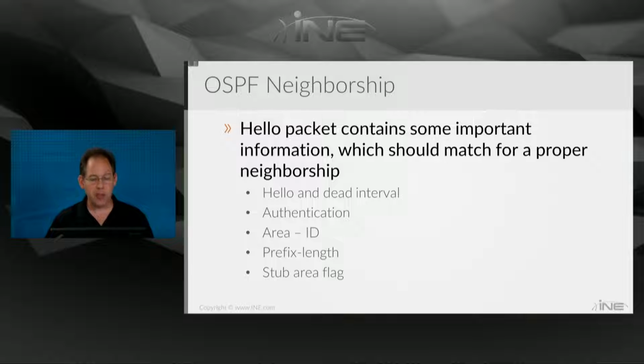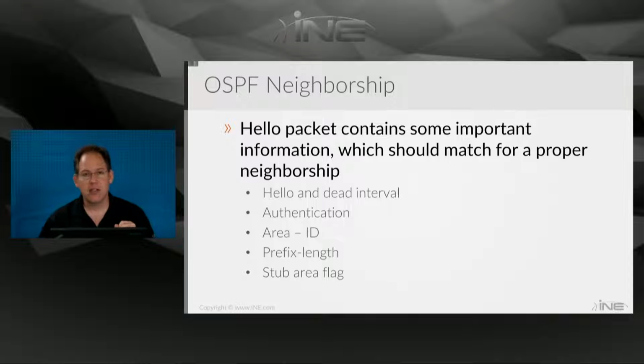The area ID. So you and I share this common link, this common cable. If in my network statement that covers this cable, I believe this is an area 1, you also need to believe this is an area 1. If I get a hello packet from you indicating that you think this link is an area 50 and I think it's an area 1, that's going to be a problem. We will not form a neighbor relationship in that case.